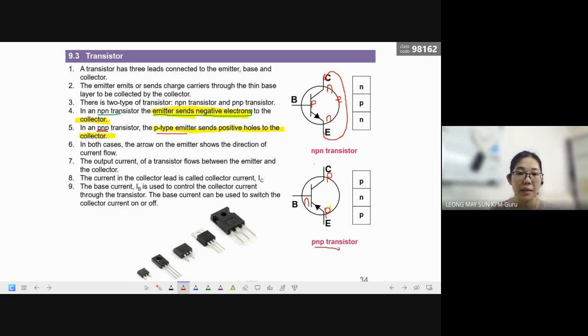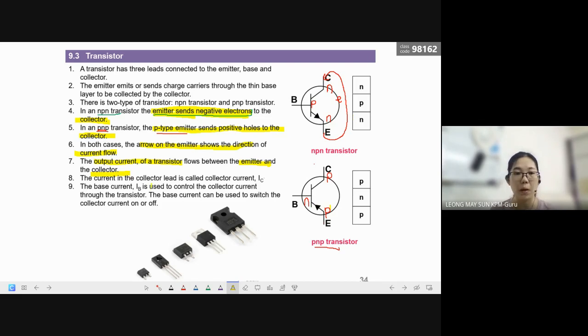In both cases, the arrow of the emitter shows the direction of the current flowing. Current always moves from positive terminal to negative terminal. That's why I also say that the arrow points towards the N type of semiconductor. Still applicable. Let me highlight that just for you guys. The arrow on the emitter shows the direction of the current flow. The output current of a transistor flows between the emitter and the collector. That's the output.